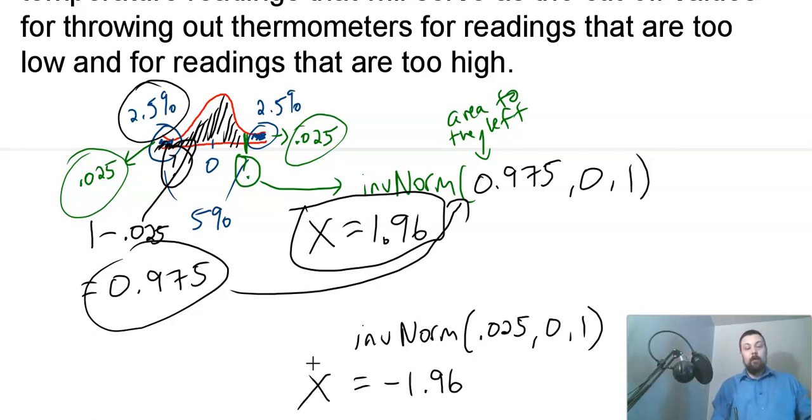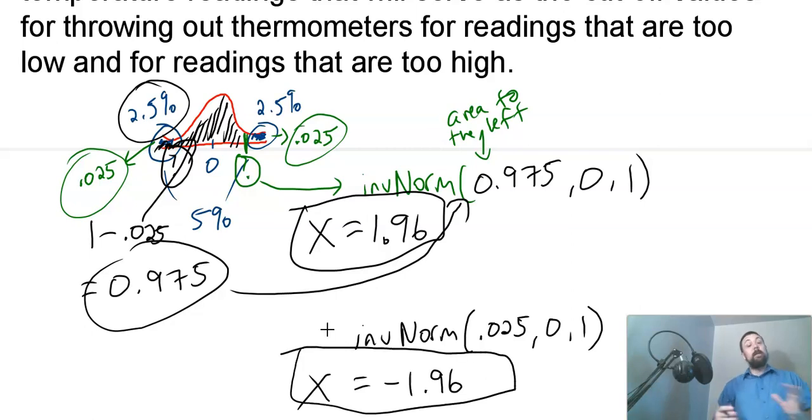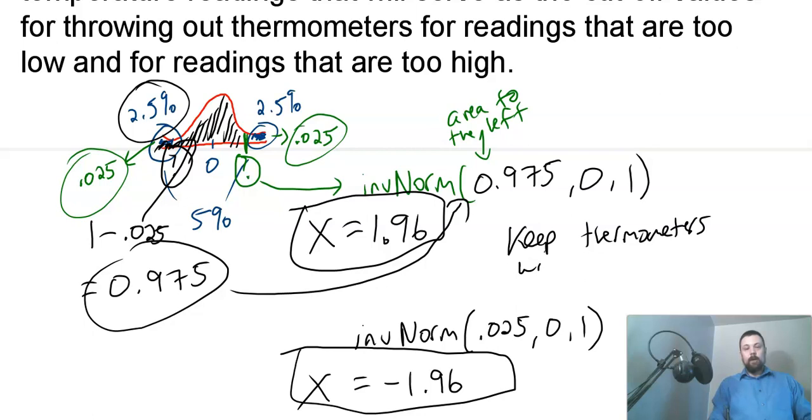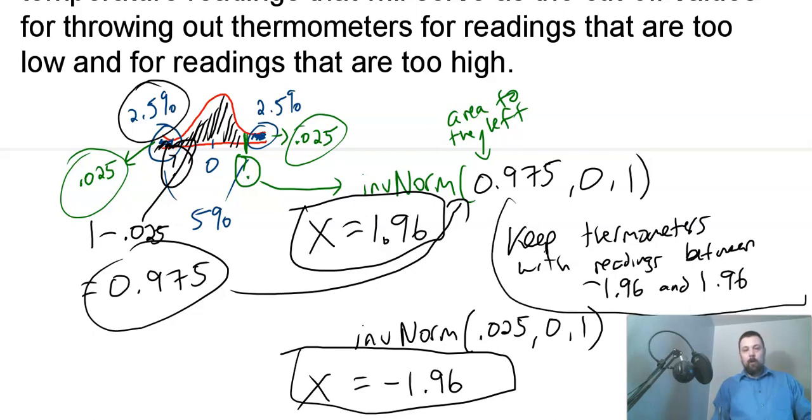So our cutoff value for thermometers that are reading too low is negative 1.96. So anything that reads lower than that, we throw it away, and that will mean that we throw away 2.5% of our thermometers for being too low. And so we will keep thermometers with readings between negative 1.96 and positive 1.96. And we will throw away everything else.